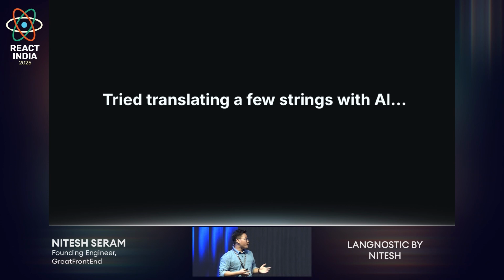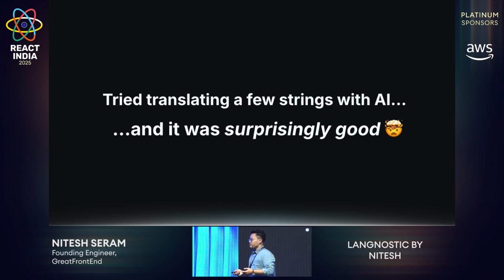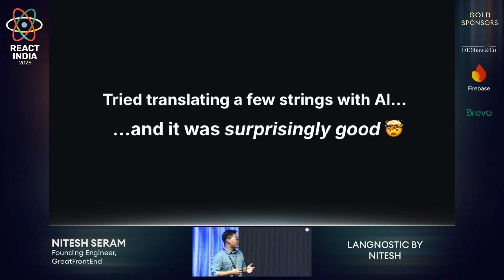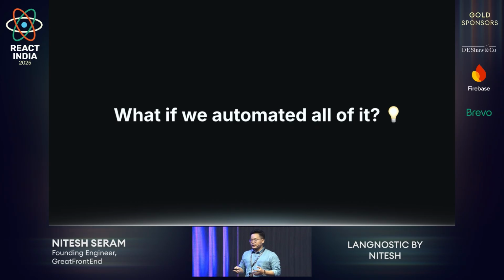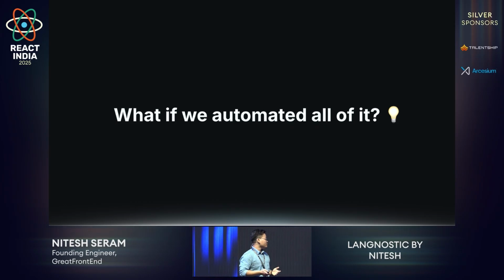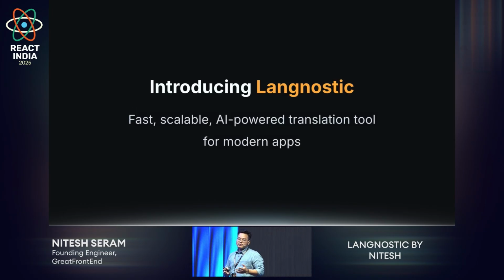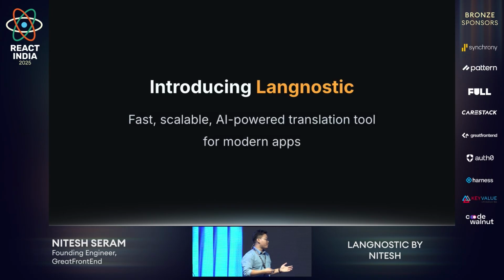Now, out of curiosity, one day we copied a few strings into ChatGPT and asked for its translation. And the result was surprisingly very good. That's when it hit us: what if we could automate all of this? So this vision became Langnostic, a fast, scalable, AI-powered translation tool for modern applications.